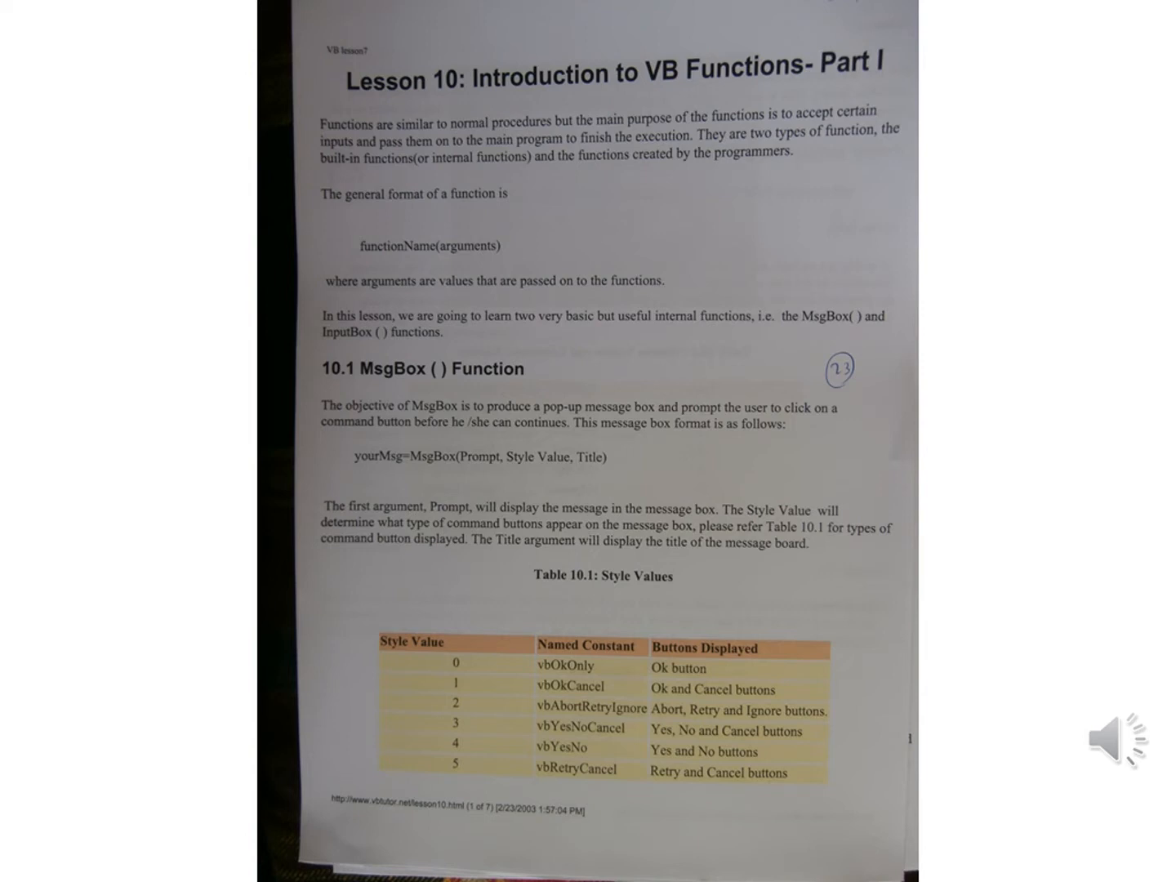For the style value, 0 is VB OK only, so the button displayed is the OK button. 1 is VB OK cancel, the OK and cancel buttons. 2 is VB abort retry ignore, so abort, retry and ignore buttons. 3 is VB yes no cancel, the yes, no and cancel buttons. 4 is VB yes no, the yes and no buttons, and 5 is VB retry cancel, the retry and cancel buttons. So those are the 5 values.